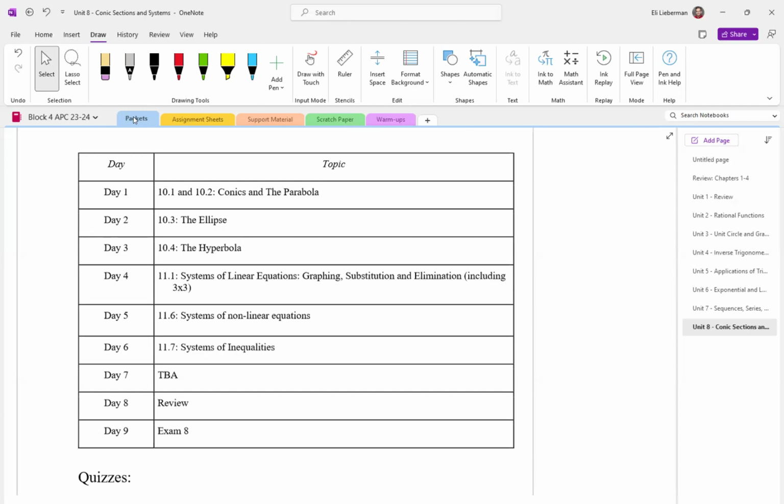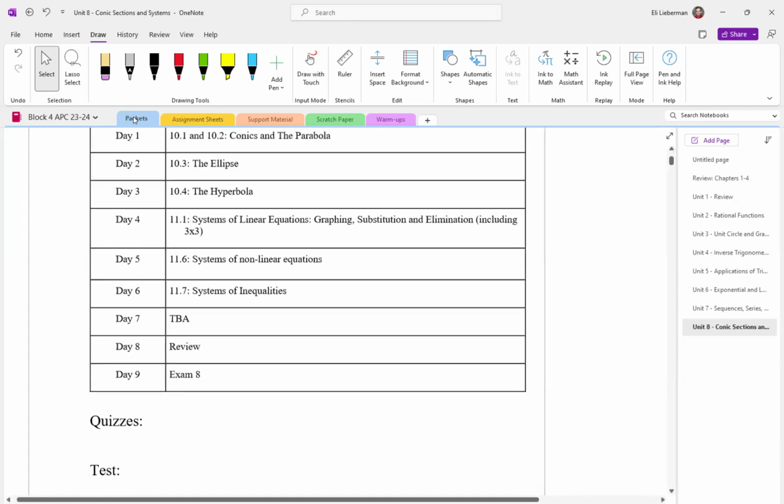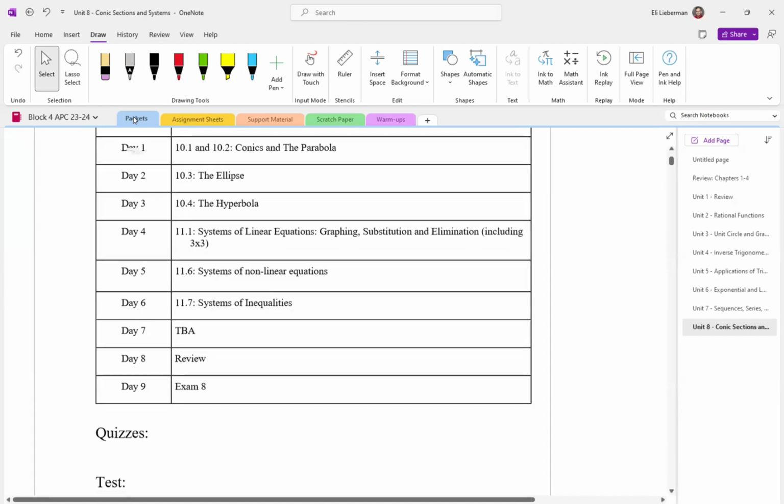There will be one quiz, probably right after we study hyperbolas. I don't know what that is yet. There will be one test at the end of the unit. And again, that's gonna be late April sometime, and I'll let you know well before that the exact date.